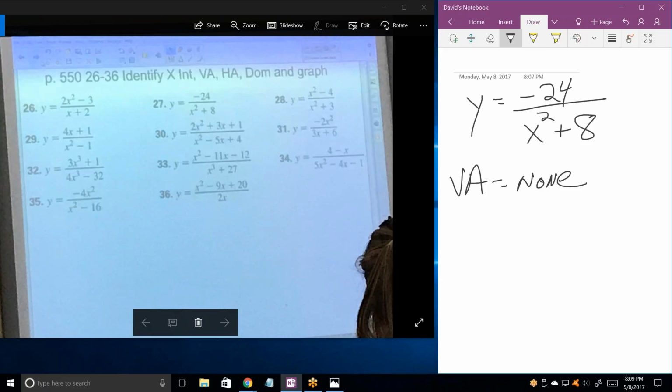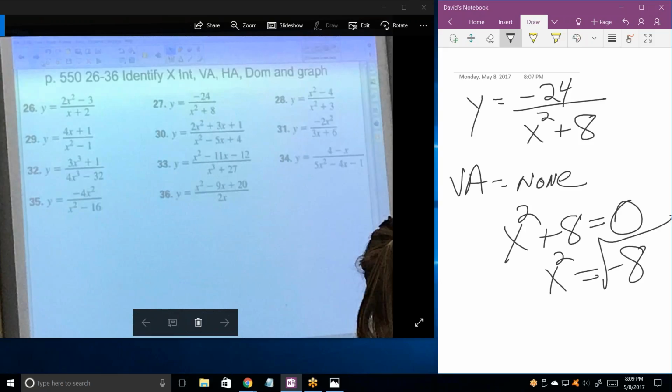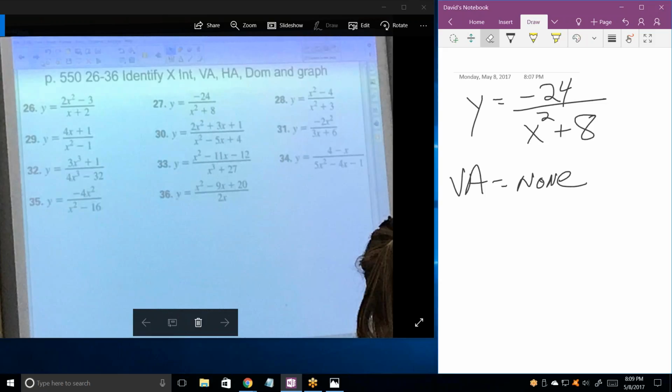No vertical asymptotes. Vertical asymptotes only come when the denominator is equal to 0. Now, let's just make sure you understand how I solve that. In other words, this is what you would normally do. Set the denominator equal to 0. Well, that makes x squared equal to minus 8. Now if I take the square root of both sides, I'm taking the square root of a negative number. Can't do that. So that's why x squared plus 8 is never 0. It's always a positive number.